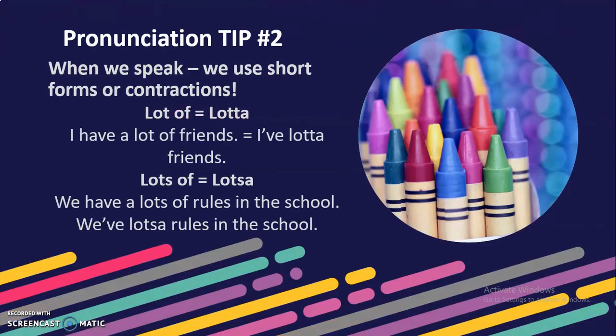Let me give you one more pronunciation tip. When you speak, we make a lot of into lotta, especially in American English pronunciation or accent. They say lotta, not a lot of. Let me give you an example. I have a lot of friends becomes I've lotta friends. I've lotta friends.